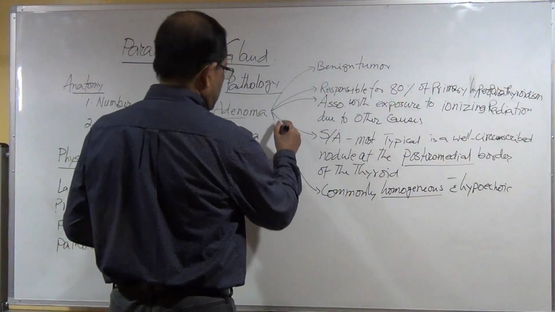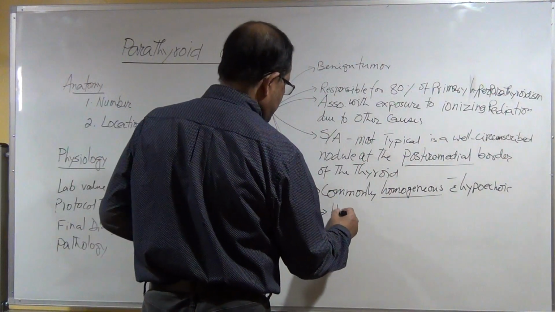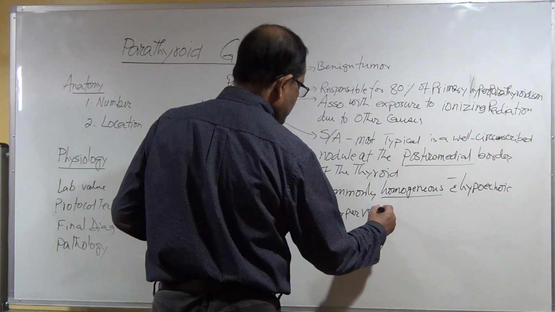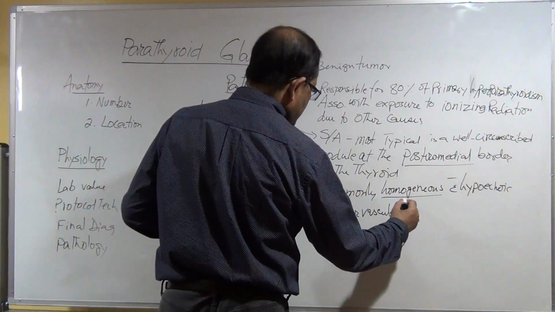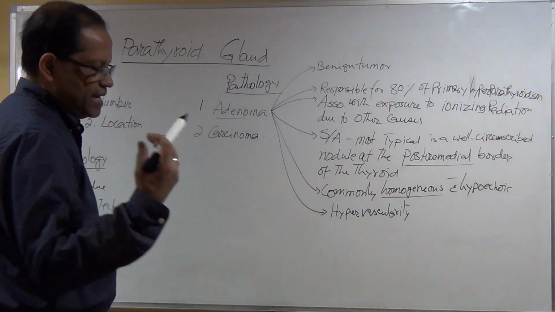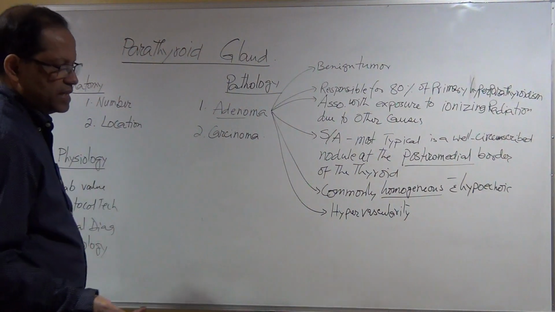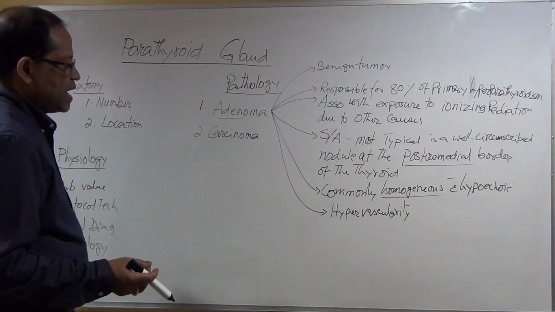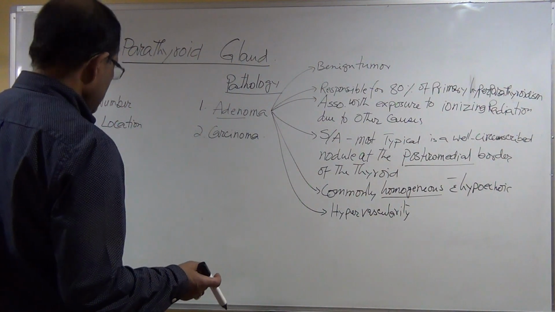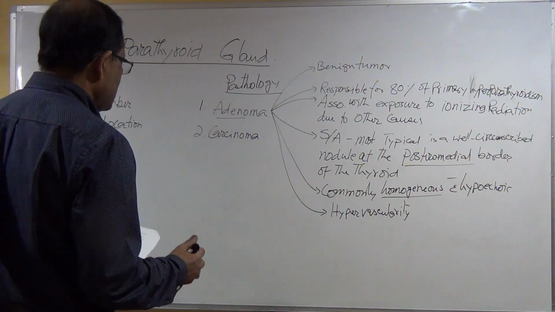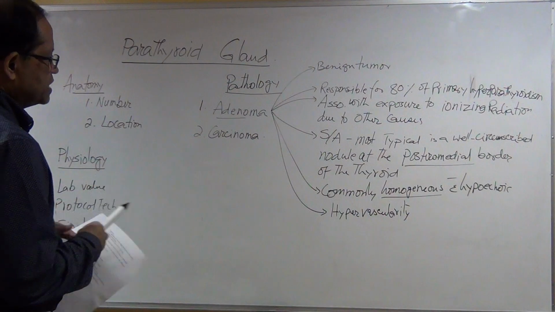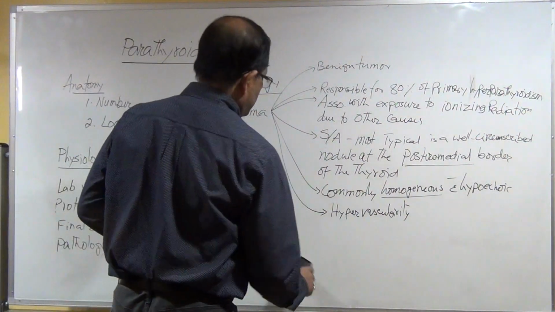Then in benign you might see hypervascularity because of the feeding artery. If the adenoma is in an active phase, then you will see there's a feeding artery supplying the parathyroid gland. Okay, so now this is adenoma, now cancer. Carcinoma. We will discuss the carcinoma.